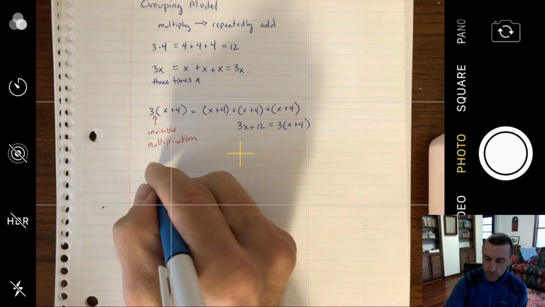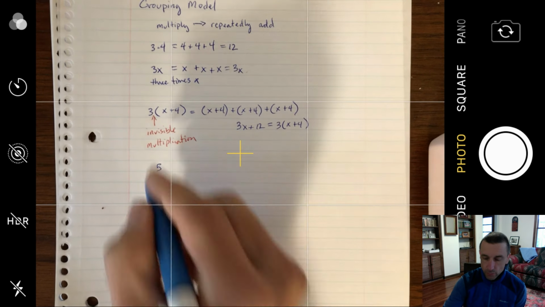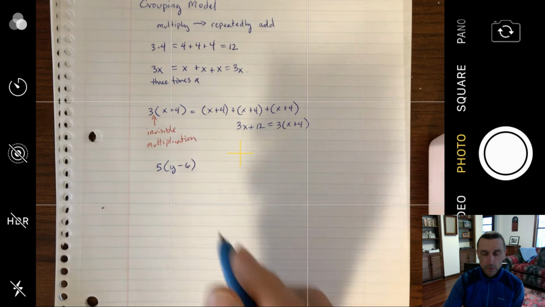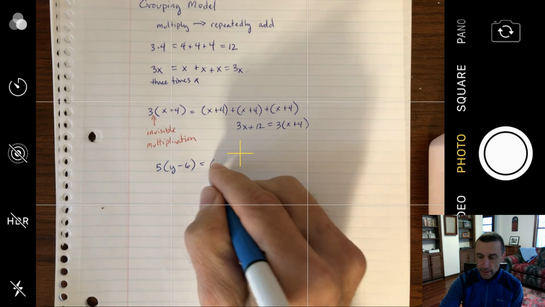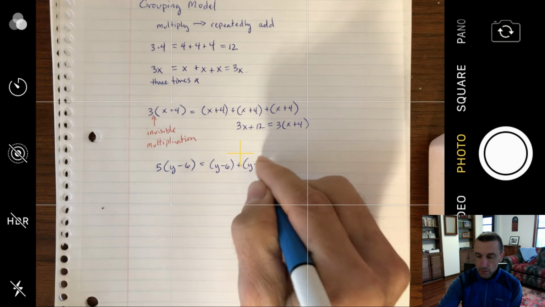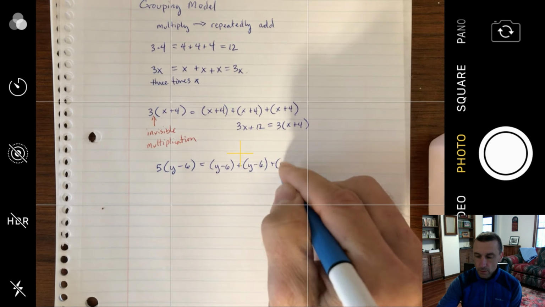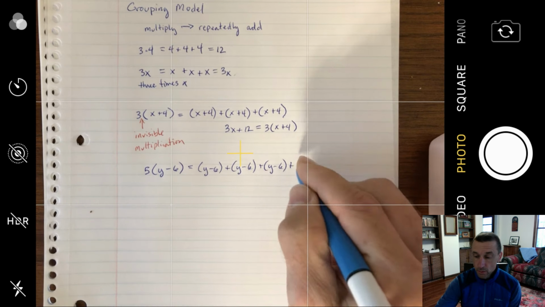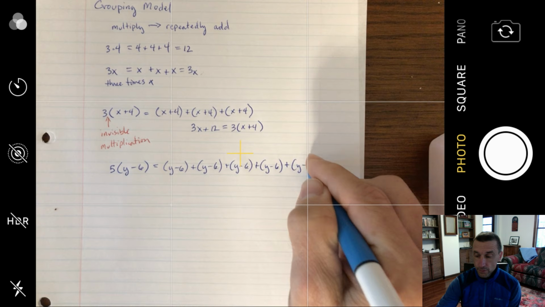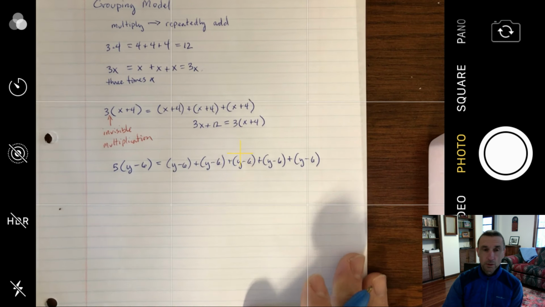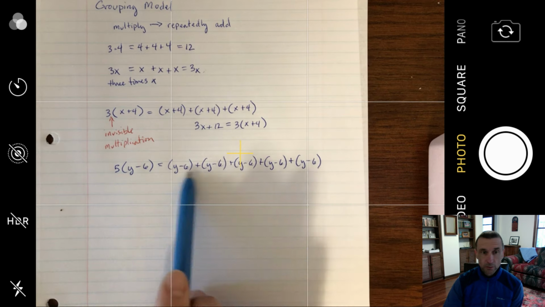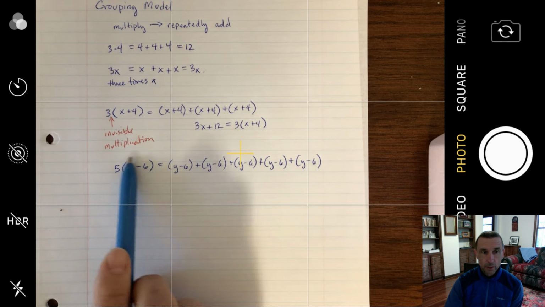If someone said to me, hey, I'm going to give you 5 groups of y minus 6, well, I can write that out the long way. There's one group, and a second, and a third, and a fourth, and a fifth. That took a long time. This is clearly an inefficient way of expressing what I had. This is a little bit better way.